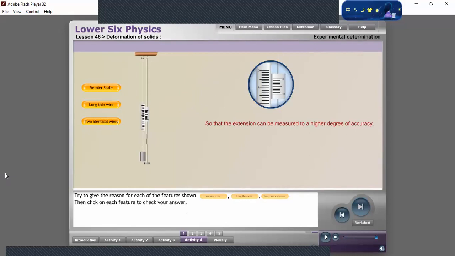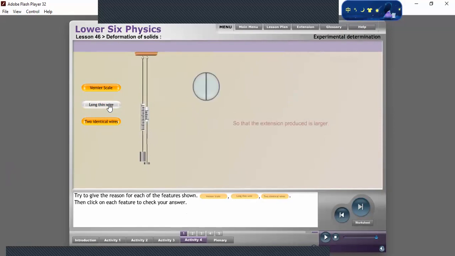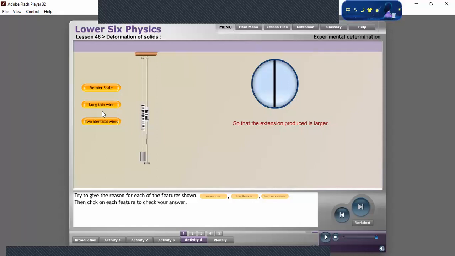So this is the vernier scale. We use it so that the extension can be measured to a higher degree of accuracy. That means we can measure down to 0.01 cm change. We use a long and thin wire so that the extension produced is larger and more obvious. If we use a shorter wire, the extension produced is very small and it's very difficult for us to make the comparison.